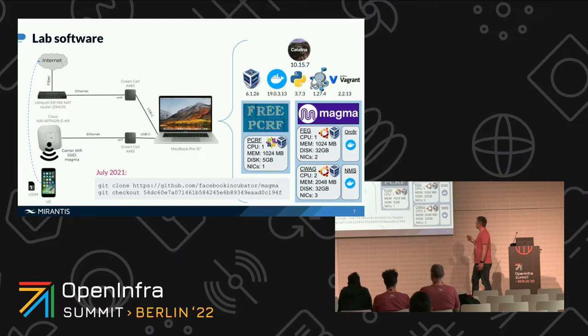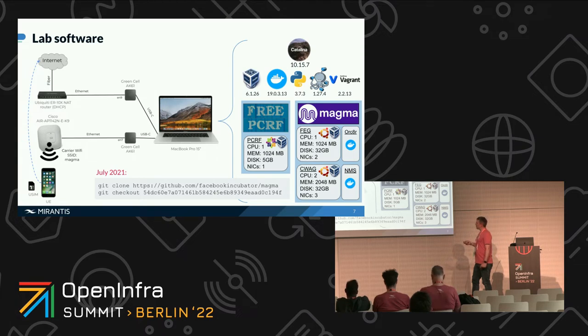On top of it, we've got Magma and its 4 components: Orchestrator, Network Management System, Federation Gateway, and Carrier-WiFi Access Gateway. Carrier-WiFi Access Gateway is specific to the carrier-WiFi setup. In the LTE EPC setup, you got the Access Gateway here, right? And one of the most important components in the lab is the PCRF component, policy and charging rules function, where the data plans are sitting.